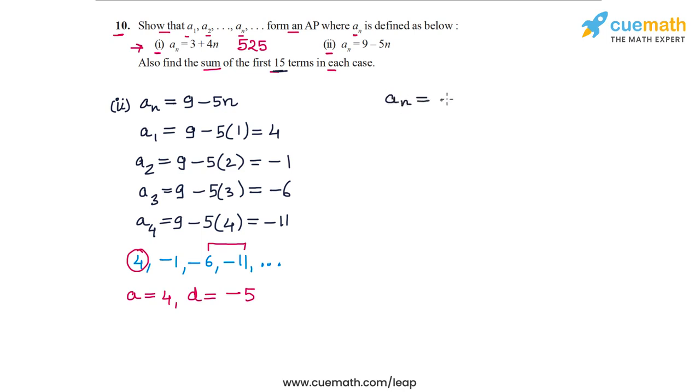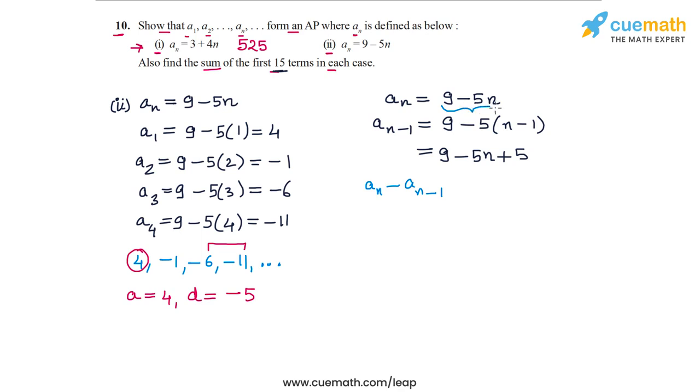So the nth term is 9 minus 5n. Let's find out the (n minus 1)th term. So a(n minus 1) is 9 minus 5 times (n minus 1), which is equal to 9 minus 5n plus 5. So that's the (n minus 1)th term. Now if we take the difference, we get an minus a(n minus 1). From 9 minus 5n, you subtract 9 minus 5n plus 5. So you will get minus 5. So the difference between the nth term and the (n minus 1)th term is constant. It is equal to minus 5. So the progression is an arithmetic progression. We can also see from this relation that the constant difference is minus 5.